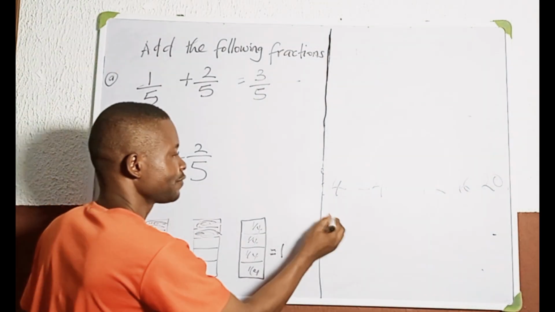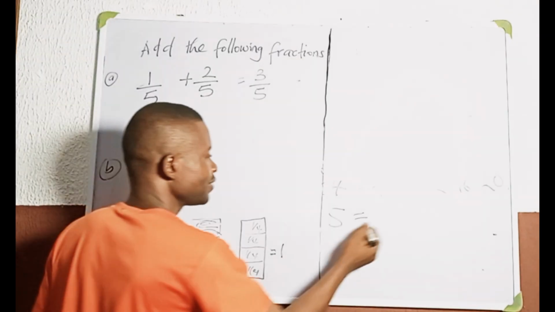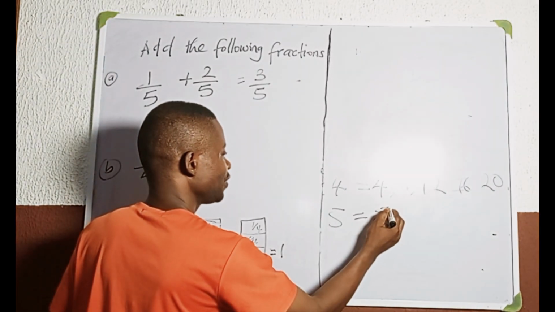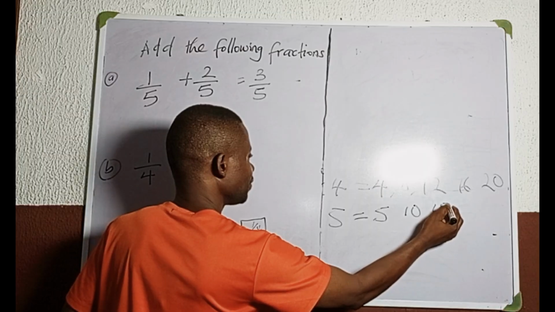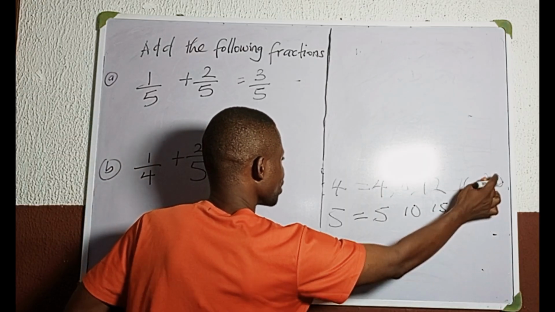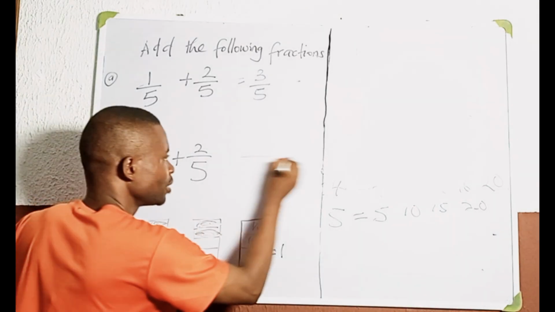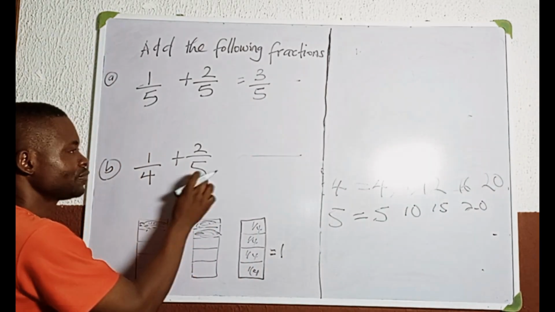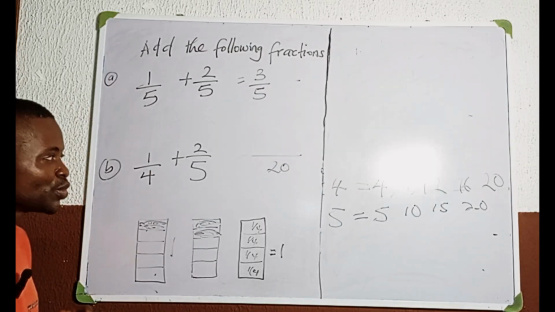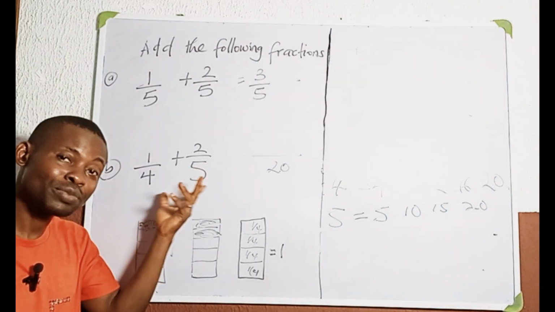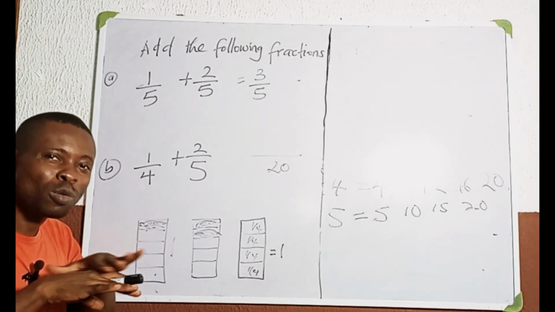Then for 5, the multiples of 5 are 5 times 1, 5, 5 times 2, 10, 5 times 3, 15, 5 times 4, 20. We have gotten something common, so we can stop here. So the common denominator of these two fractions is 20. So we are going to use 20 to carry out this operation in order to bring these two terms to a common term.